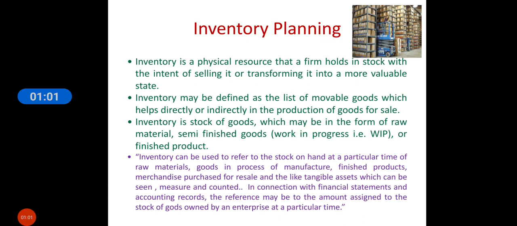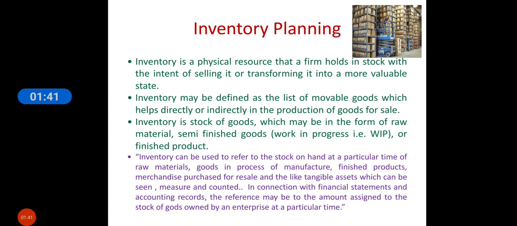Inventory can be used to refer to the stock on hand at a particular time period: the raw material, goods in process of manufacturing, finished product, and merchandise purchased if you want to resell it. It's a tangible asset which can be seen, measured, and counted. And in connection with the financial statement and accounting records, the reference may be to the amount assigned to the stock of goods owned by an enterprise at a particular time. Clear?